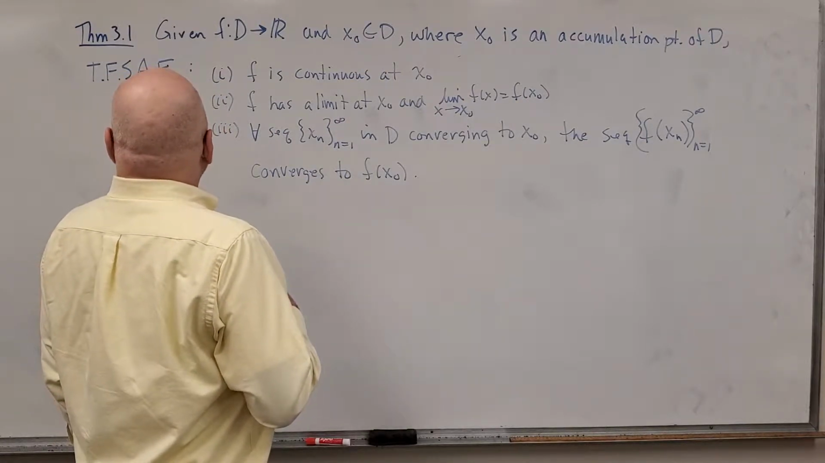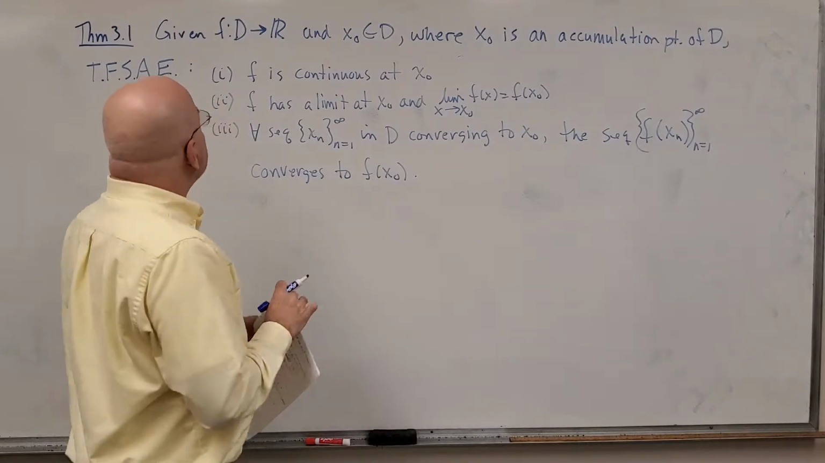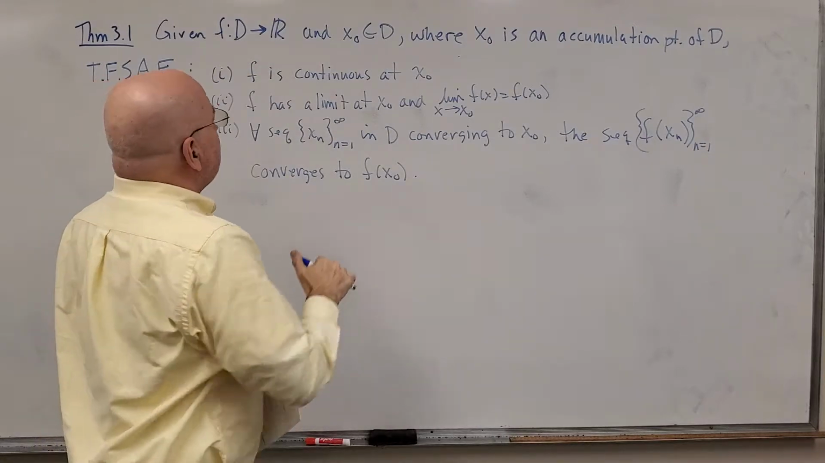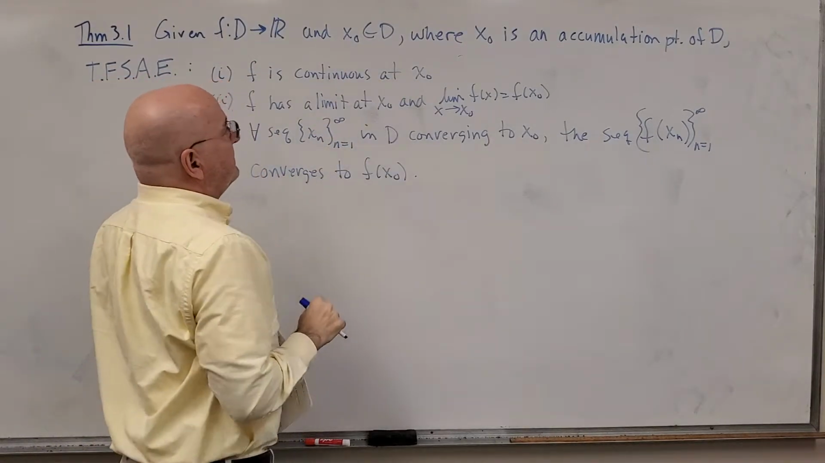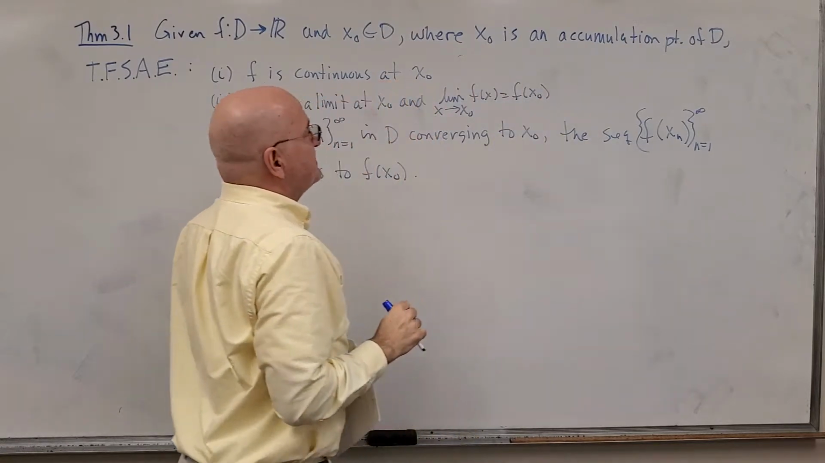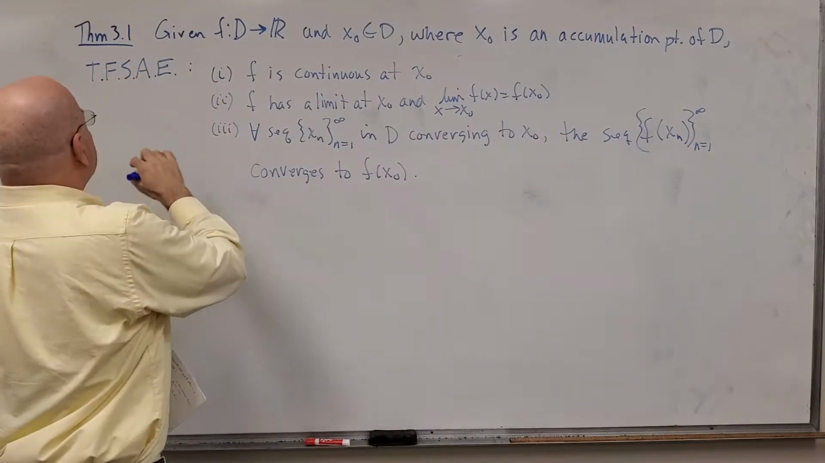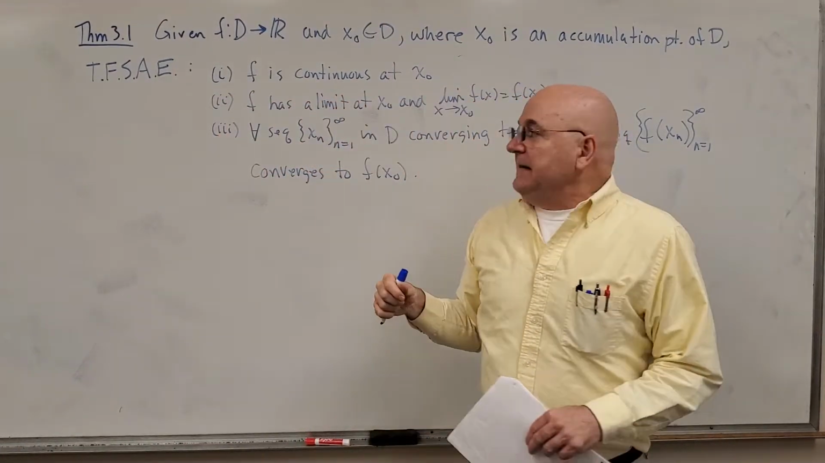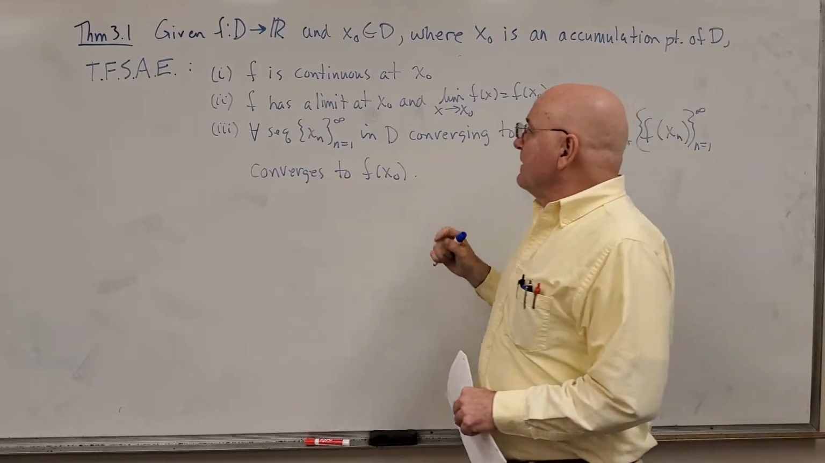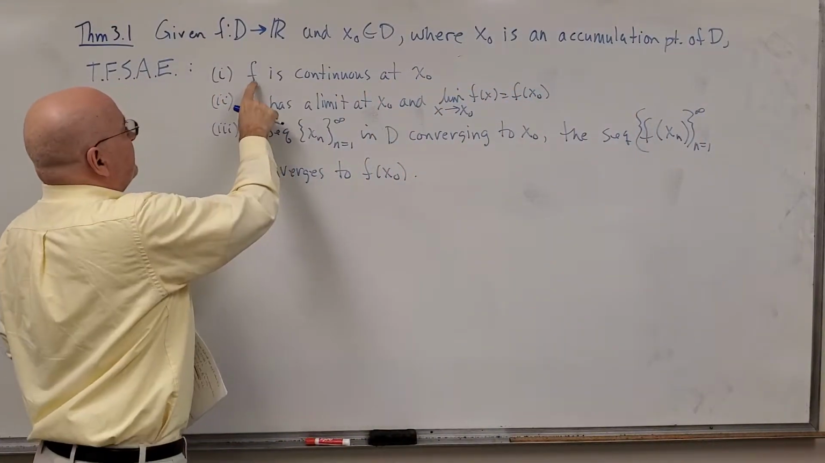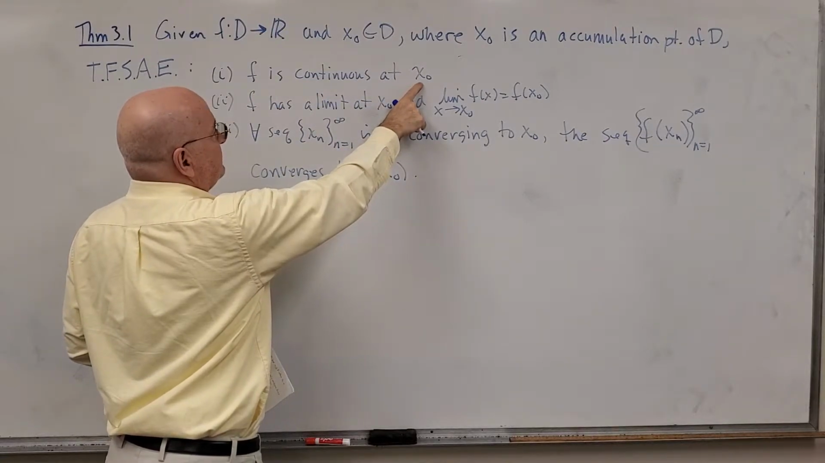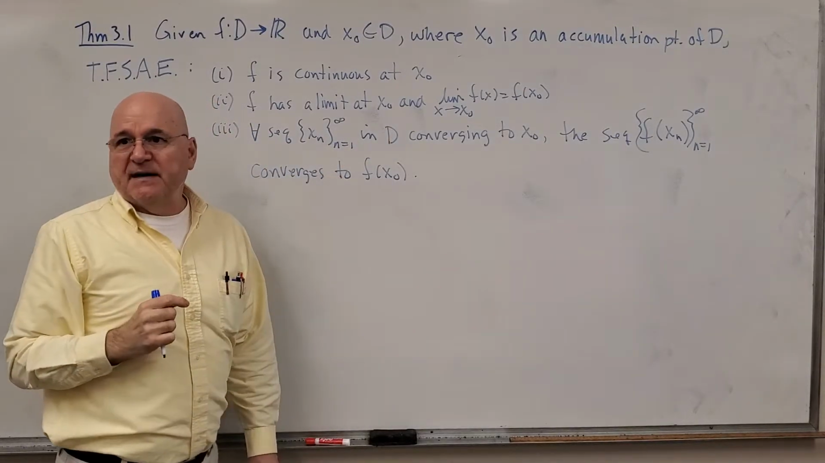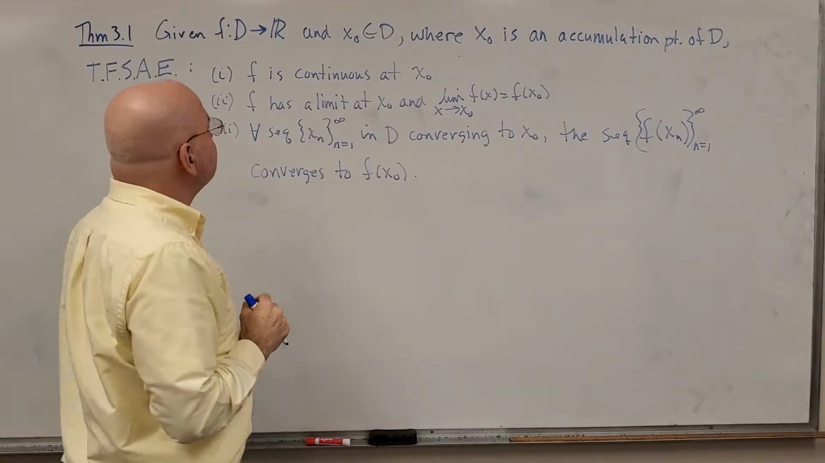All right, well, the first theorem we have is Theorem 3.1 that says this: if f is a function from domain capital D into R, and x0 is an element of the domain, where x0 is an accumulation point of D, then the following statements are equivalent. These are really important theorems. For example, if you need one day to prove that a function f is continuous at x0, you can prove either this is true or this is true and you're done. One of them might be easier.